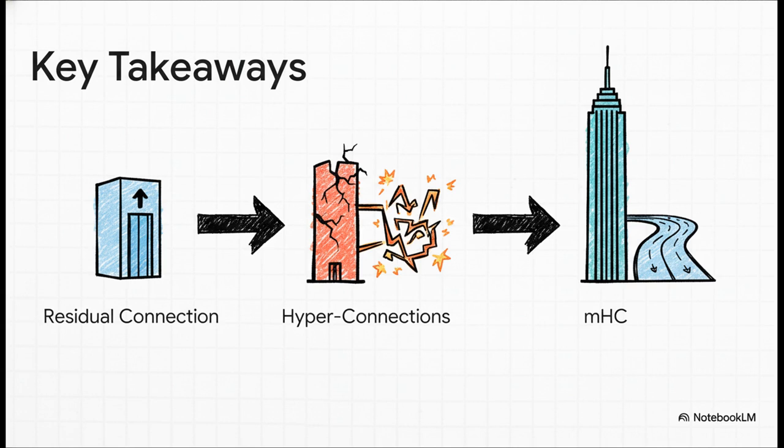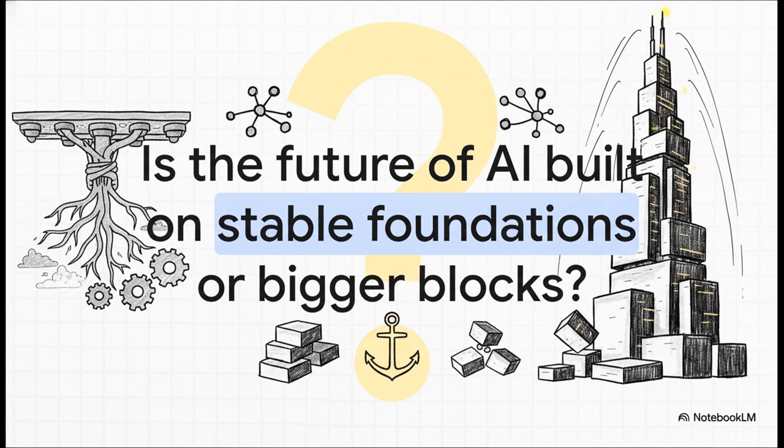It just goes to show that how we connect the pieces of an AI is every bit as important as the pieces themselves. This whole evolution, from that simple skip connection to mHC, it really proves that as we build more and more powerful AI, the answer isn't one or the other, it's both. The real key to unlocking that next level of scale won't just be about making bigger components. It will be about these deep, principled innovations in stability. That's the foundation that's going to let those skyscraper AIs reach incredible new heights and unlock more powerful and more reliable tools for all of us.